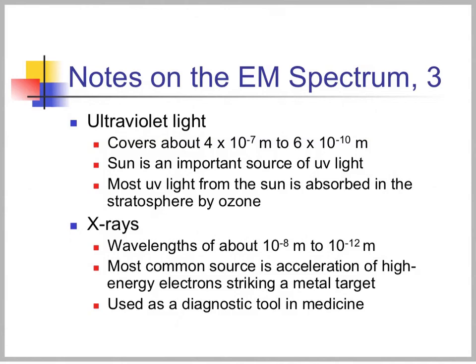X-rays are wavelengths from about 10 to the minus 8 to 10 to the minus 12 meters. The most common source of an X-ray is the acceleration of high-energy electrons striking a metal target. For example, if I wanted to create X-rays in the dentist's office, I have maybe a piece of tungsten here, and I shoot electrons down at it. And as I shoot electrons down and they strike here, X-rays come off in different directions.